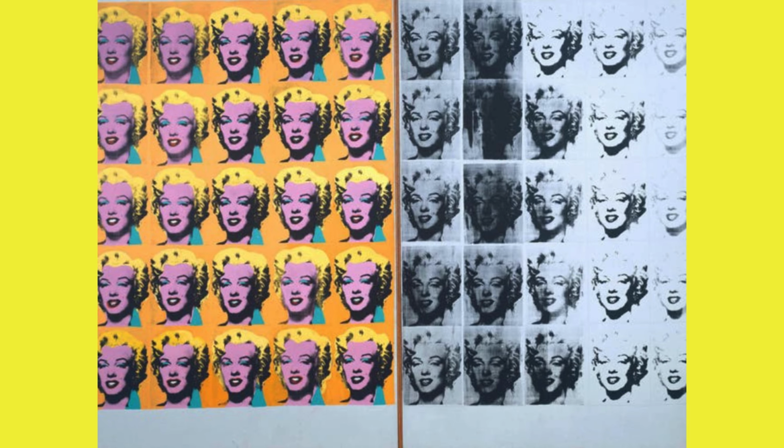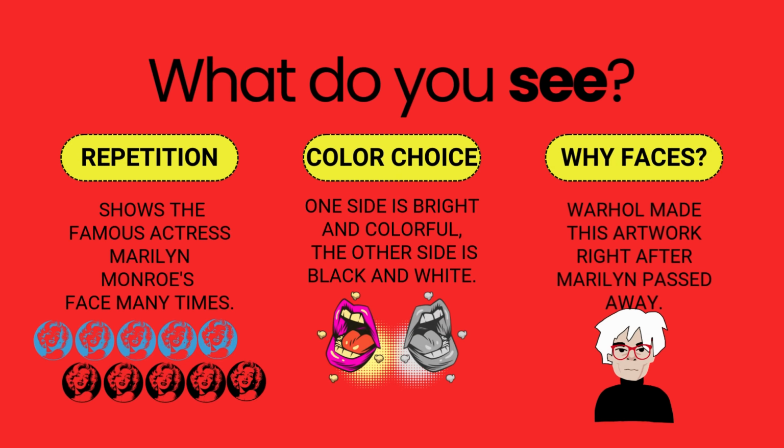Let's take a longer look. What do you see? Repetition. Repetition shows the famous actress Marilyn Monroe's face many times using a silk screening printing style that makes it look like she's on a can of soup. This shows how celebrities can be copied and become very popular.